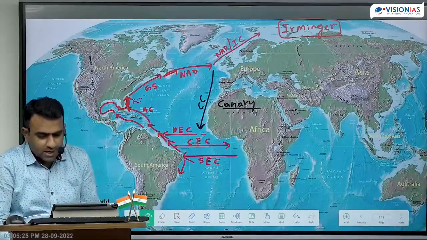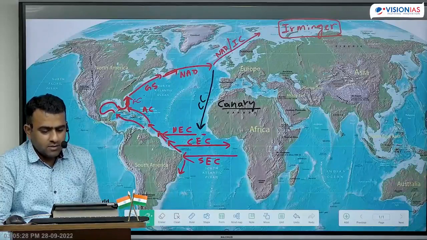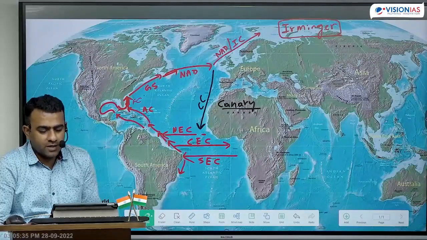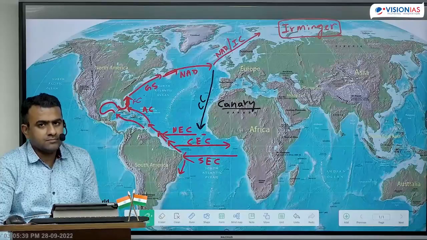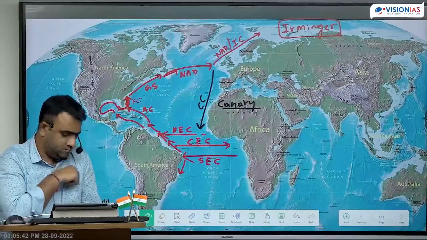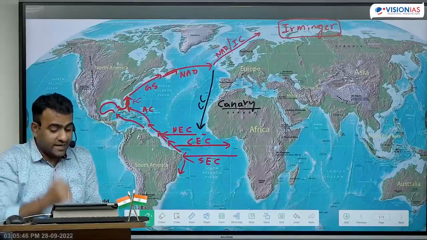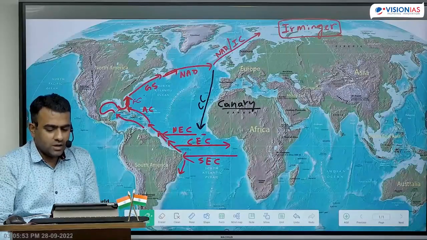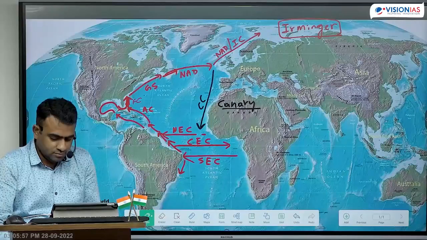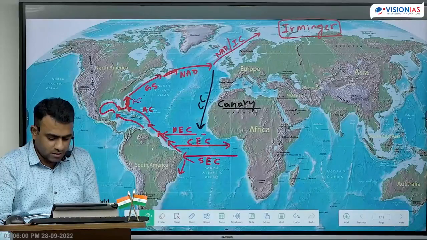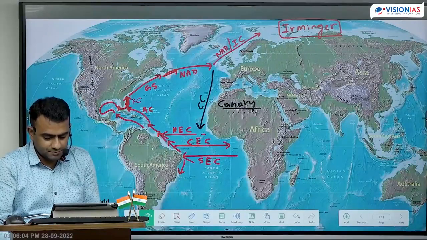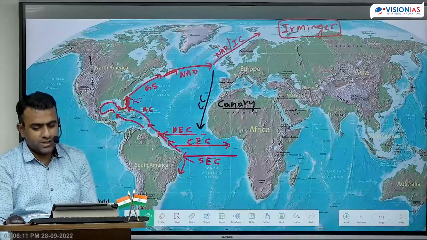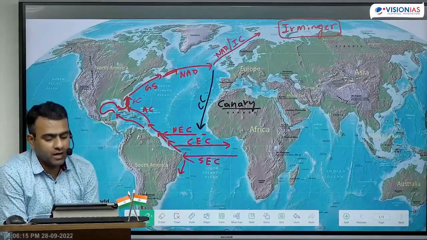Next point. The current coming out of the Gulf merges with the Antilles Current and flows across the southeast coast of USA as the Florida Current.